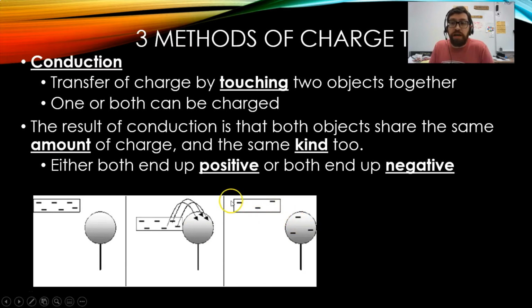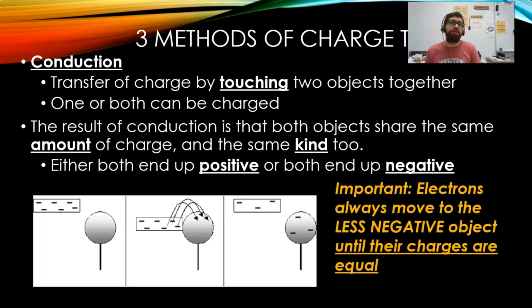Now we take them away. This one is still negatively charged, but it's lost some of that negative charge. This one ends up with a negative charge too, and the three negative marks on each indicates that they both have the same charge. Now, this is a really important point.